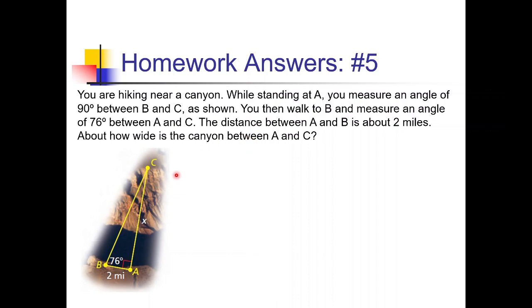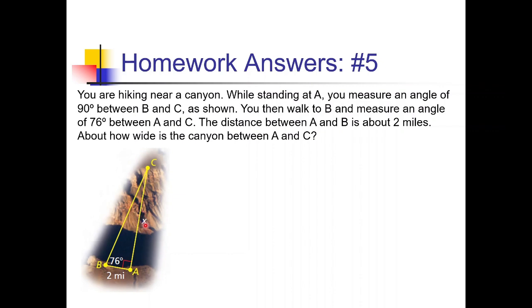The distance between A and B is about 2 miles. I mean, you could easily measure that in your walk. We want to know how wide the canyon is between A and C. So it's kind of, you know, this darkness here looks like the canyon, but maybe there's more to it, just the way this picture is drawn. Maybe this is the actual side, the other side of the canyon over here, and this is all just kind of that inner wall. Anyway, we need this distance here.